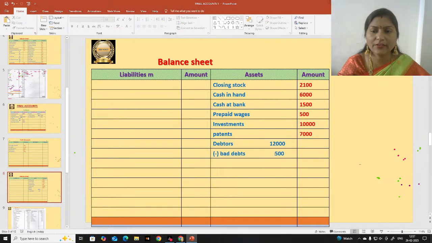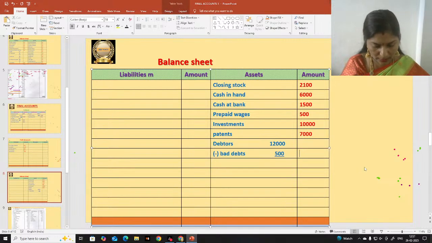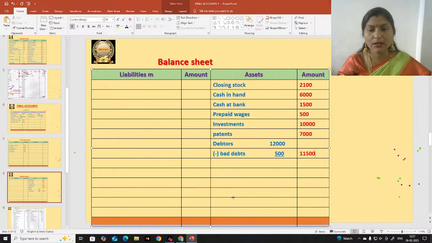If you deduct, we will get one value that should be recorded in the amount column. If you want to write, you can write inside once and you can record in the amount column again. So 11,500. Okay, so 11,500 we deducted.